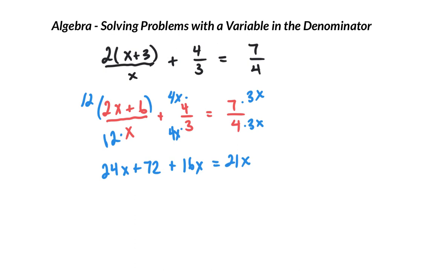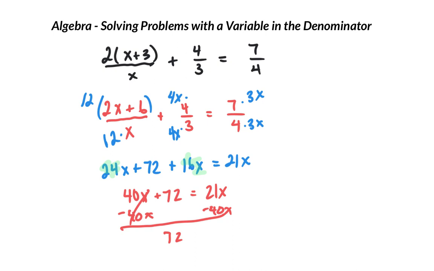Okay? Now we proceed like always. We say, well, combine like terms. I've got 12x and 16x, which is a total of 40x equals 21x. I'm actually going to move the x's to the right side, which I normally don't do. So I have 72 equals negative 19x. I'll divide both sides by negative 19. And you could type that into your calculator if your teacher prefers decimals. I don't. So my answer is negative 72 over 19.